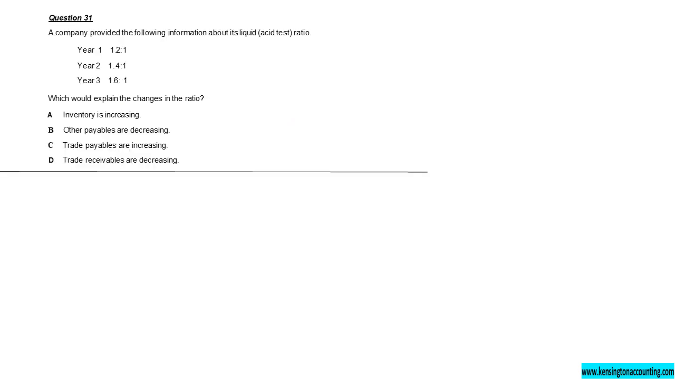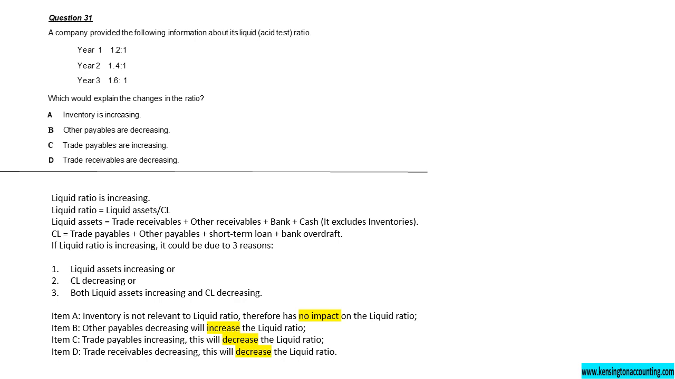Question 31 is a question about ratios. It deals with the liquid or acid test ratio. We note that between the 3 years, year 1, year 2, year 3, the liquid ratio is increasing from 1.2 to 1.4 and finally to 1.6 in year 3. So that's the first thing which we note. The question is to explain the changes. In other words, explain why the liquid ratio is increasing year by year.